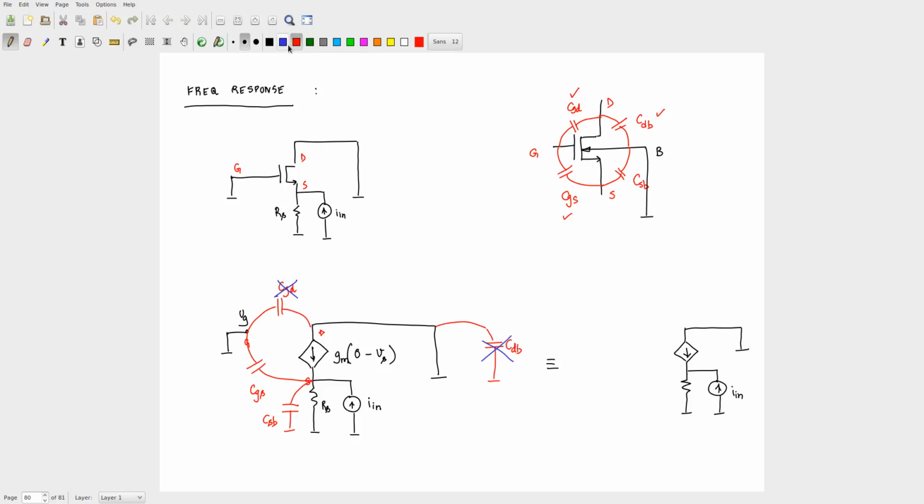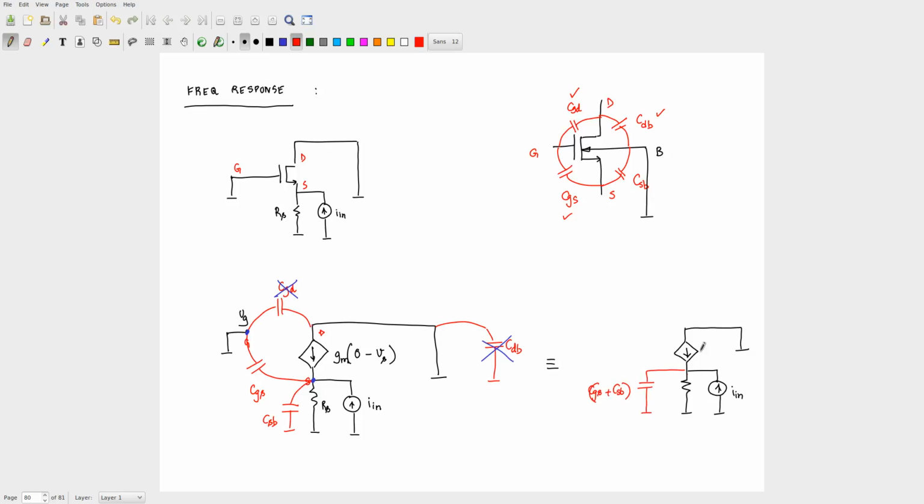You have this S terminal here, right? And this is ground and this is also ground, right? So CGS and CSB both appear here. So I couple that and I write this as CGS plus CSB.